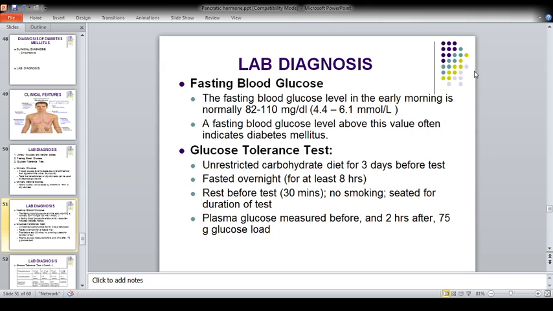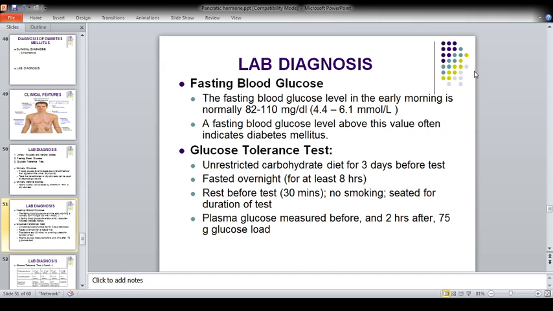So what we do is we starve the patient for 6 to 8 hours. That is, the patient is not allowed to eat anything, only drink water after 12 p.m. at night, and at 8 in the morning we check the glucose level of the patient while he is still hungry, meaning he has still not eaten anything. The fasting blood glucose level in the early morning is normally 82 to 110 milligram per deciliter, that is 4.4 to 6.1 millimole per liter.